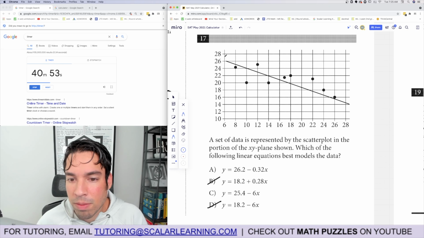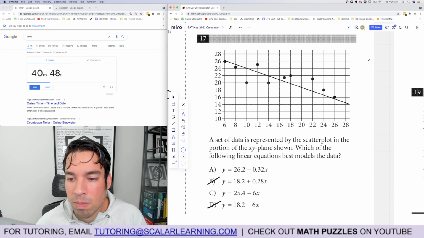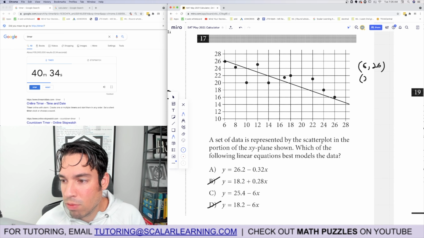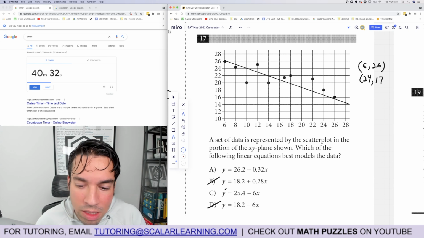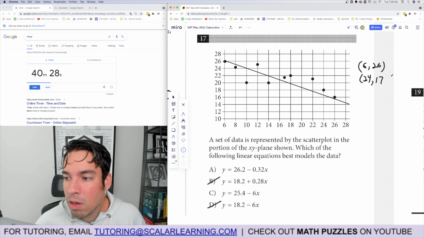But now let's verify. So let's choose 2 points arbitrarily. Let's say that's (6, 26). And then let's say, I'm trying to get a decent one. Let's say 20. This one is 24. I'm just going to estimate (24, 17) because we just need an approximation because these slopes are so different at this point that it's all good.